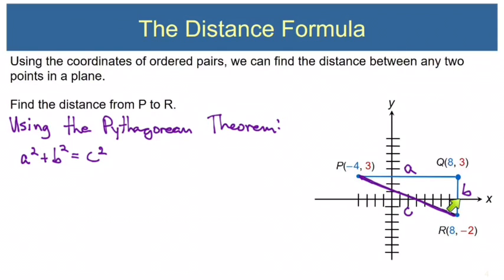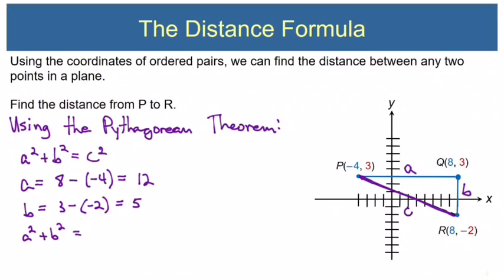Of course, A and B, it doesn't matter which one you label which. The only letter that matters is the C. It needs to be the hypotenuse. Now, A would be the length of the horizontal side, and we could just count tick marks here, but an easy thing to do would be to take the 8 and subtract -4, and we would see that that side is 12 units long. And we can do the same thing on B. We could count, but it would also be just as easy probably to say 3 minus -2 is 5. And so we see that's the length of the vertical side.